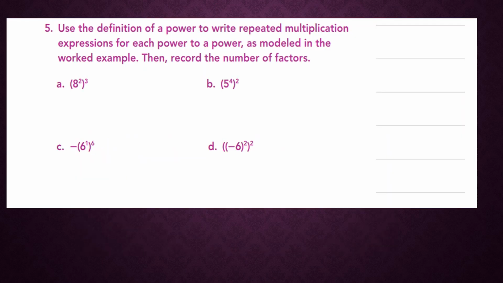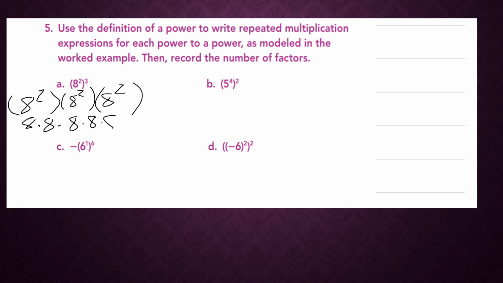So we're going to use that definition to write the repeated multiplication expressions for each power to a power. So in letter A, we want 8 squared to the third power. So like that first example, we want 8 squared times 8 squared times 8 squared. So that would be 8 times 8 times 8 times 8 times 8 times 8. And there are 6 factors because 1, 2, 3, 4, 5, 6.